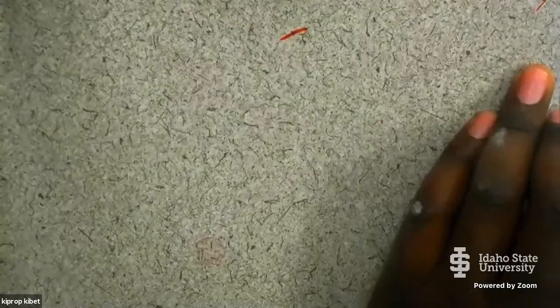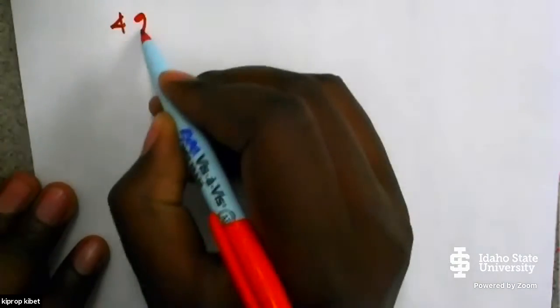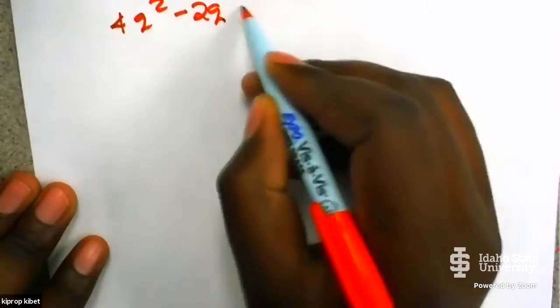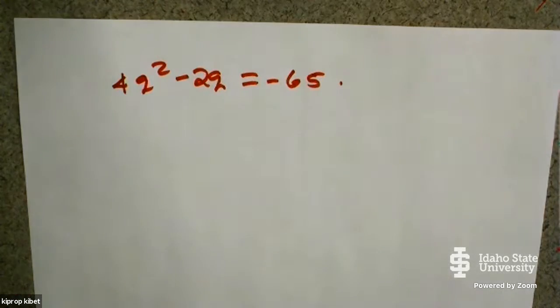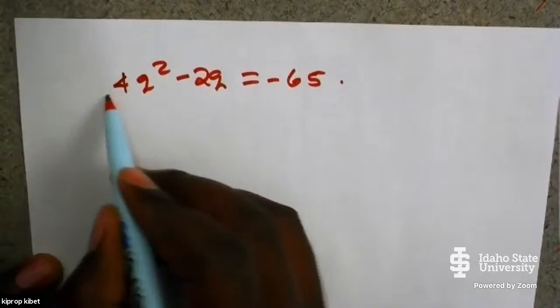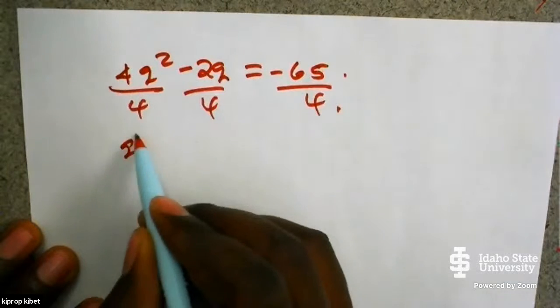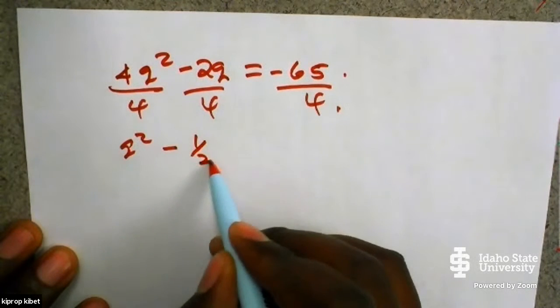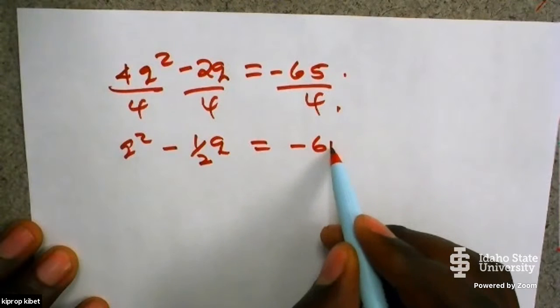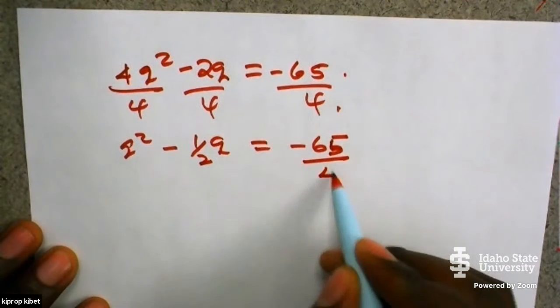Okay, so in the next 8 minutes, we can do the last one here. 4q squared minus 2q equals minus 65. So the first step, make sure the coefficient of q squared is 1. So you divide by 4 everywhere. So you get q squared minus 1 over 2 q equals minus 65 over 4.